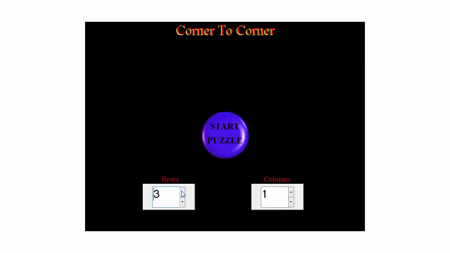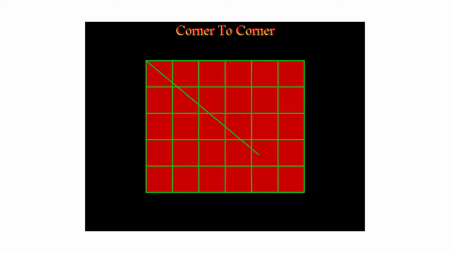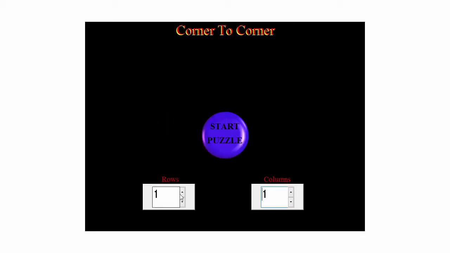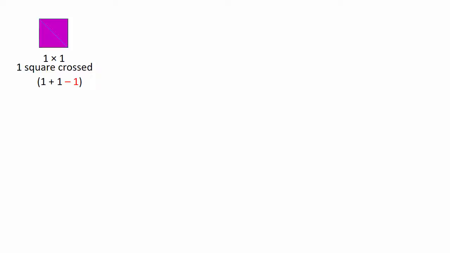Hi, as you saw from the opening intro, what we're going to do is examine how many squares a diagonal of a rectangle or a square will pass through for different size rectangles. In other words, for a different number of rows and columns. Let's start with the easiest one, which is just one square, one row and one column. The diagonal, as you can see, passes through the same square. One by one square crossed.